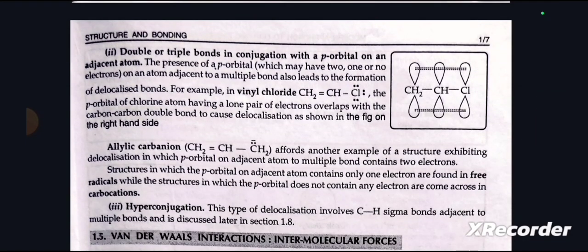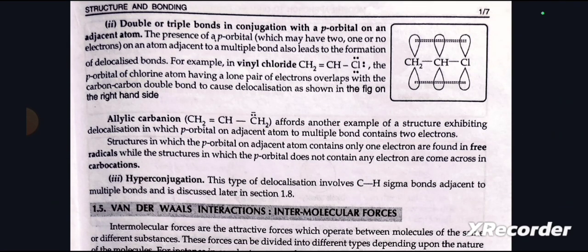Second, double or triple bonds in conjugation with the p orbitals on adjacent atoms. The presence of p orbitals, which may have two, one, or no electrons, on an atom adjacent to a multiple bond also leads to the formation of delocalized bonds. For example, in vinyl chloride, CH2=CH-Cl, the p orbitals of the chlorine atom having a lone pair of electrons overlap with the carbon-carbon double bond to cause delocalization, as shown in the figure on the right-hand side.